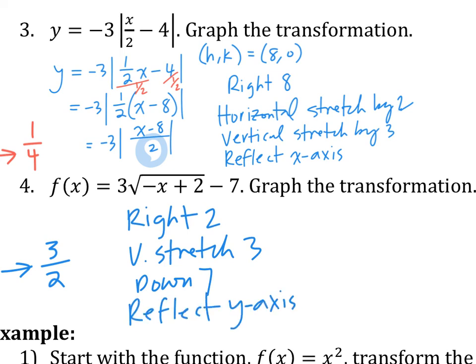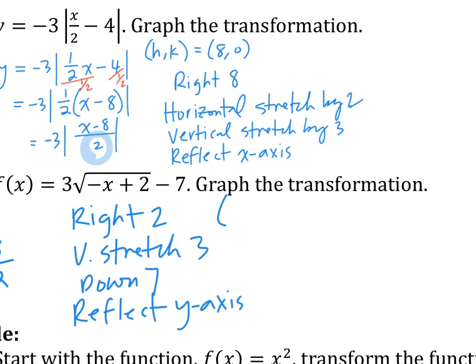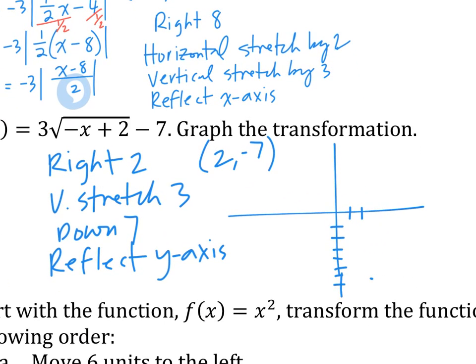Okay, if you were to graph this, you would start with h, k, which is 2, -7. This is a square root graph, so 2, -7. Start here. Stretch 3, and then reflect y-axis is actually going to be this way. So something like that. Usually it goes this way to the right. Reflect over.